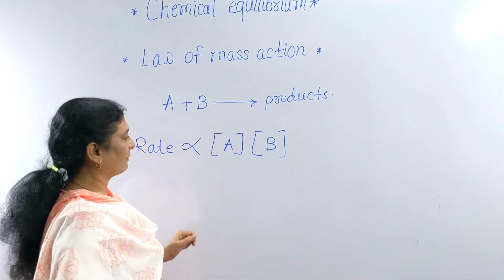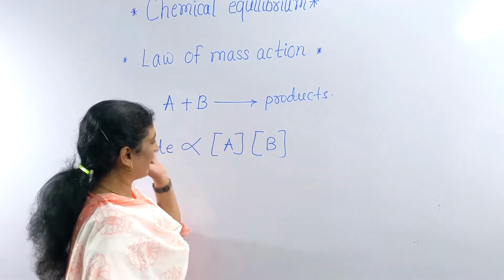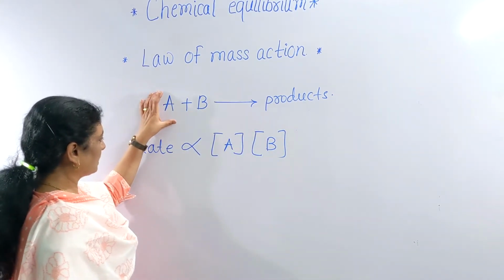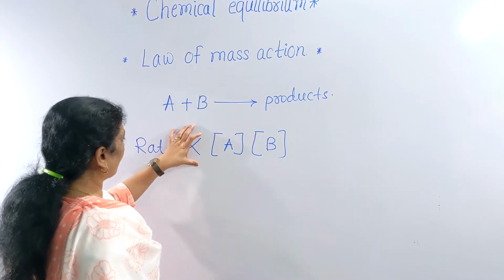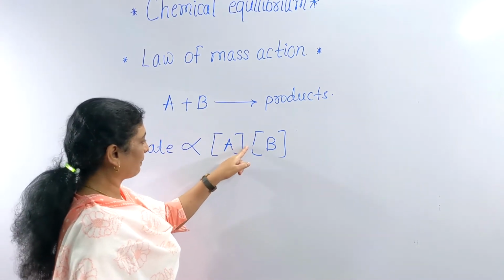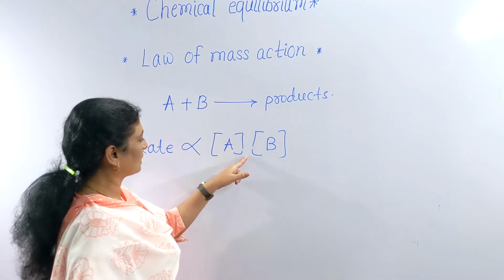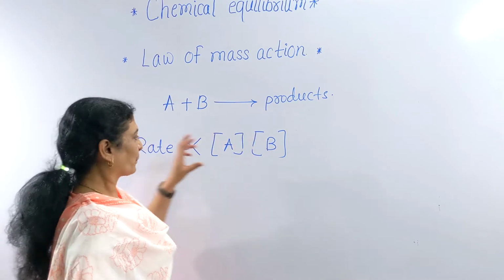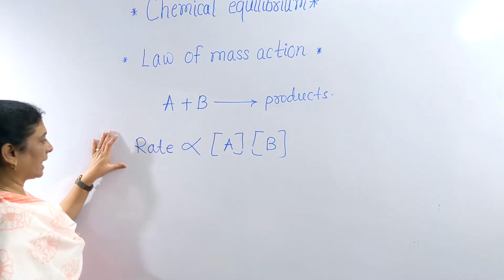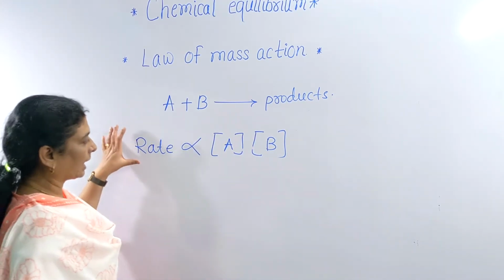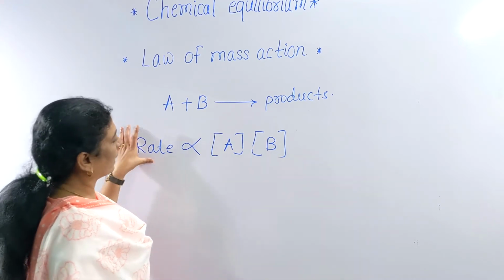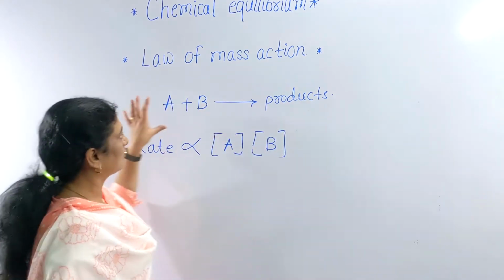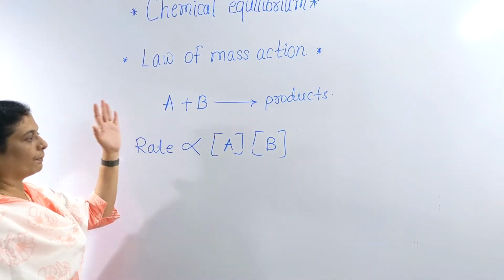Molar concentration of A, and B is also one of the reactants, and so this is the molar concentration of B. So rate of this reaction is directly proportional to the product of, that is, molar concentration of A into molar concentration of B. So for any chemical reaction, the rate of reaction is directly proportional to the product of molar concentrations of the reactants. This is the statement for law of mass action.